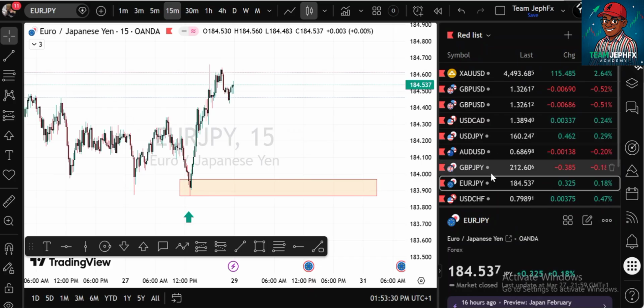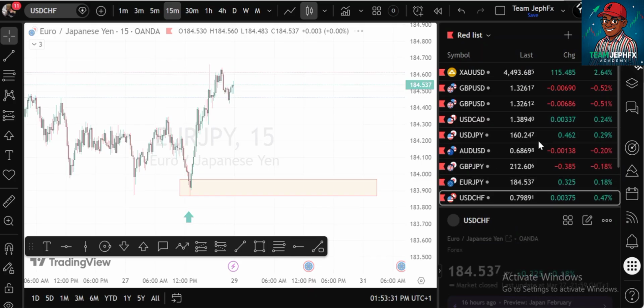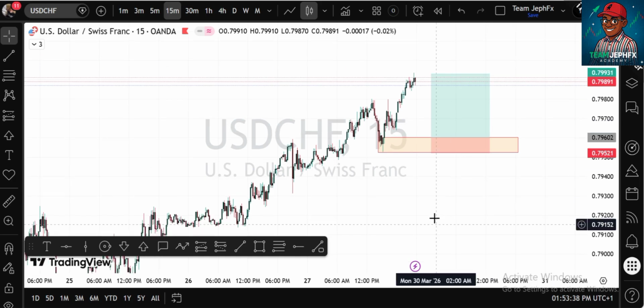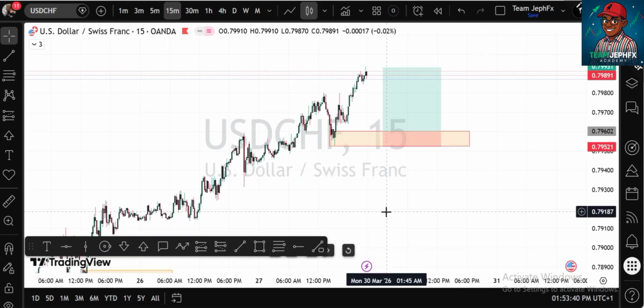Then the next pair that I also have there is USD CHF. Yes, USD CHF. And on the 4 hours time frame and the 15 minutes time frame, we're all having a buy. So I also have my other block.